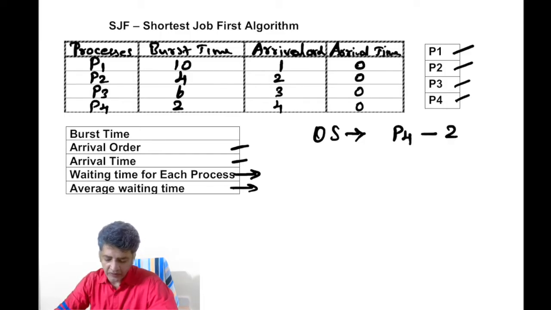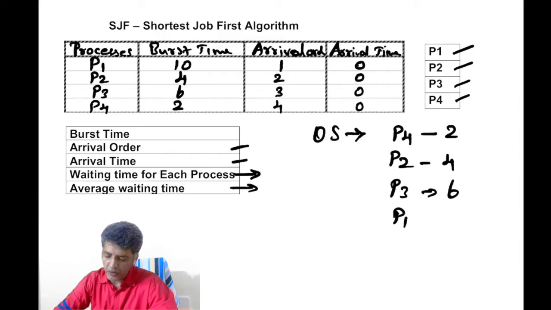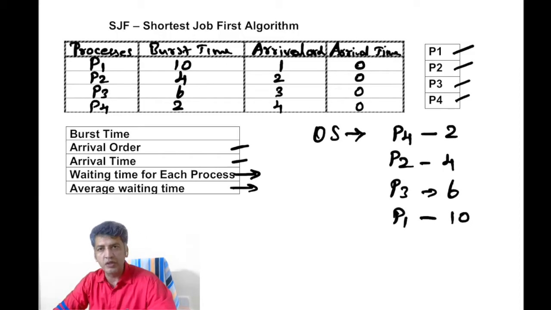Then it will verify the remaining P1, P2, P3. Among these 3 processes, which one has the lowest burst time? P2 has the lowest burst time, which is 4. Then the remaining are P1 and P3. Among these 2, which one has the lowest burst time? P3 has the lower burst time, that is 6. At last P1 is there, so P1 has the highest burst time, that is 10. Now this order will be formed by the operating system. After this, the processes will start executing.